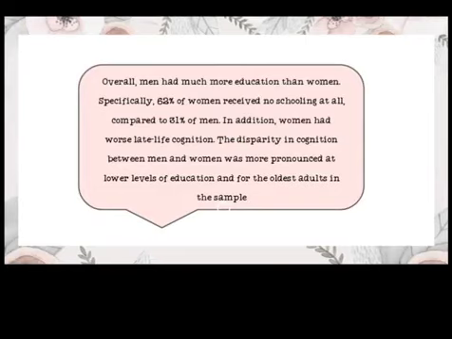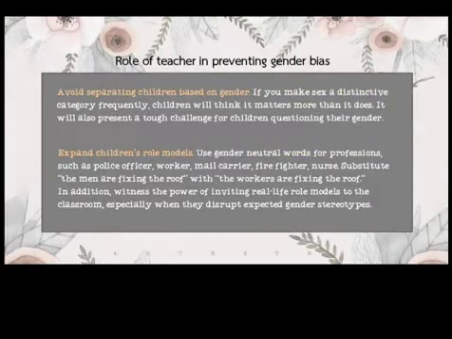Overall, men had much more education than women. Specifically, 62% of women received no schooling at all, compared to 31% of men. In addition, women had worse late life cognition. The disparity in cognition between men and women is more pronounced at lower levels of education and for the oldest adults in the sample. Role of teacher in preventing gender bias.